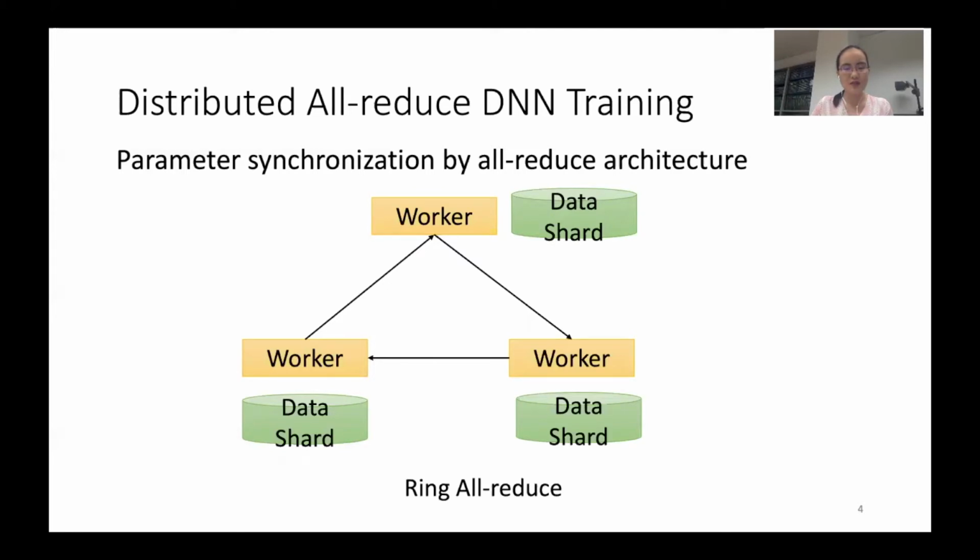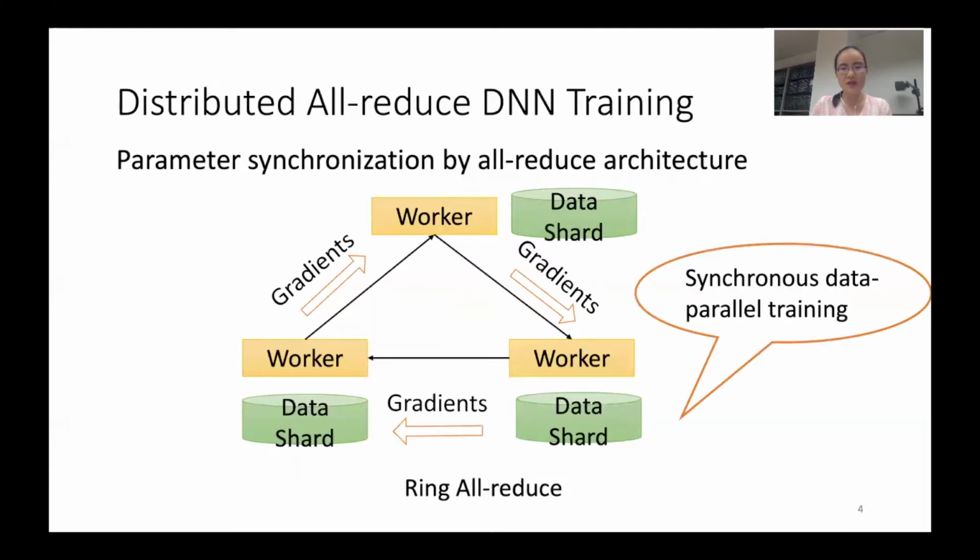For example, after one worker finishes processing its own data shard, it sends the gradients to its neighboring worker. The neighboring worker receives the gradients, merges the gradients, and sends the updated gradients to the next worker. And then the next worker does the same thing. And in this paper, we consider the synchronous data parallel training.